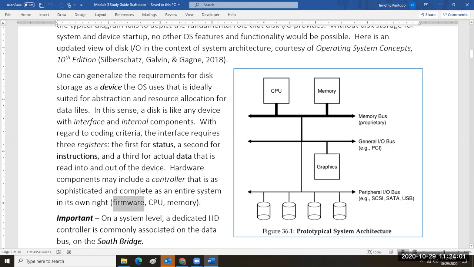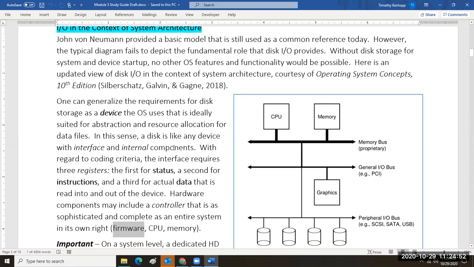We call it firmware. When you have smaller instruction sets, you have a custom assembly language involved with that controller CPU and the dedicated memory. You basically have a miniature operating system. And so this is a specialty field of operating systems: firmware, embedded devices. You have smart refrigerators, you have all sorts of things now that use firmware. I want you to think of firmware as an operating system in miniature. So that's the last aspect of I/O in the context of system architecture. Remember the data bus, remember it's a device, remember what the device components are.